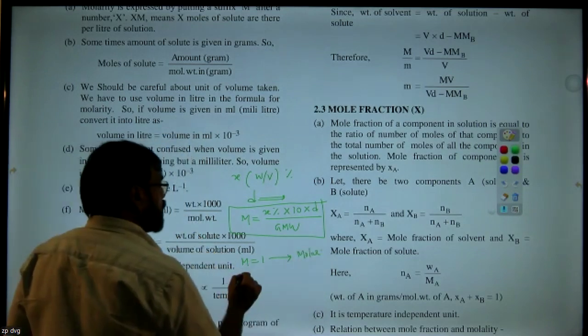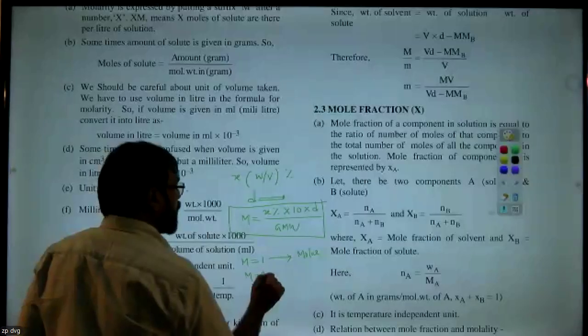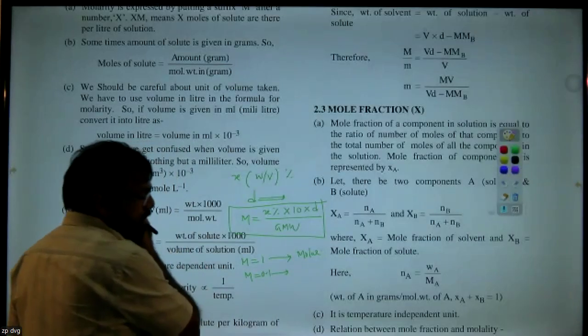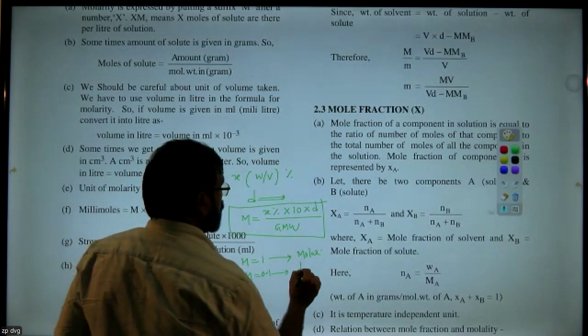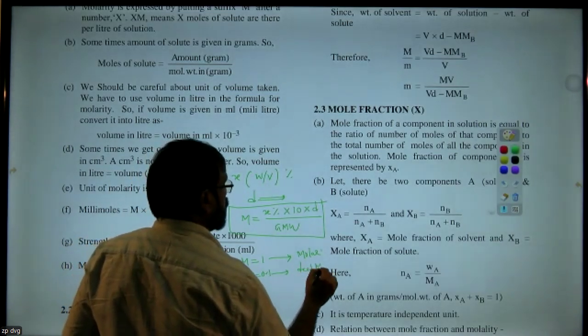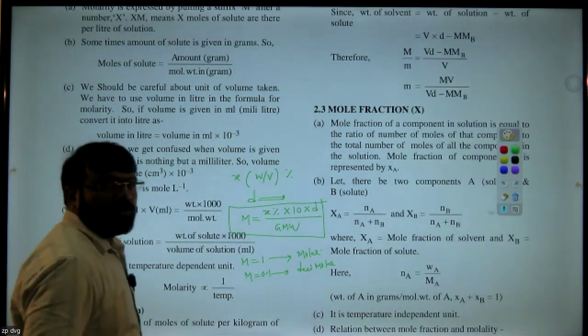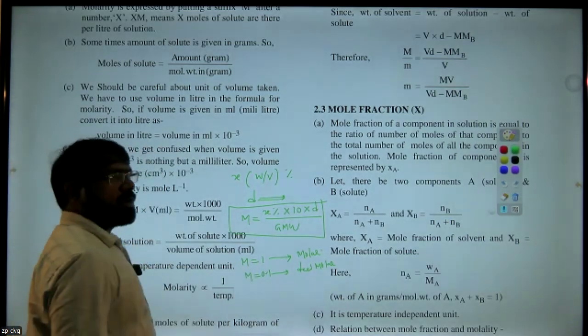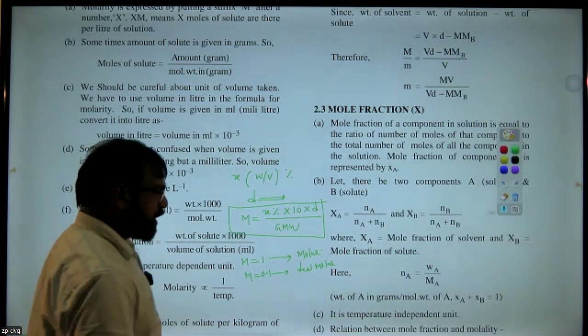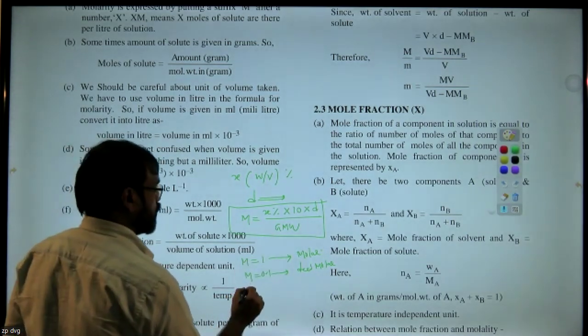If we get molarity is equal to 1, it is a 1 molar solution. For example, if the molarity is equal to 0.1, it is known as decimolar solution. If we get the molarity is equal to 0.1, that is called decimolar solution.